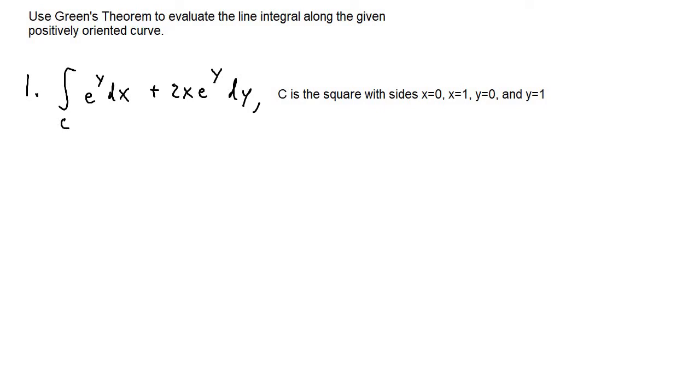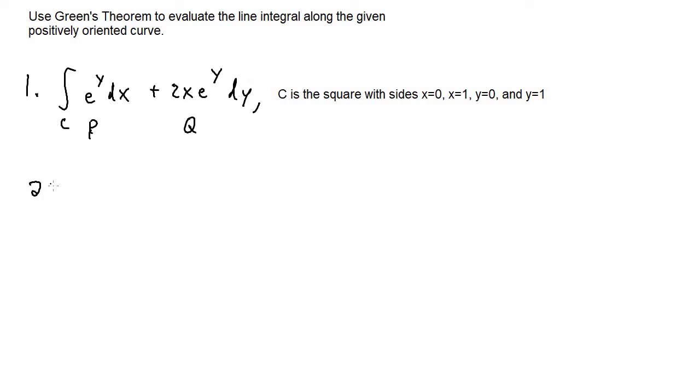So for number 1, we have the integral along C of e to the y dx plus 2x e to the y dy, and it's giving us that C is a square with sides x equals 0, x equals 1, y equals 0, and y equals 1. So we can identify that e to the y is going to be the P function because it's with dx, and 2x e to the y is going to be Q because it's with the dy.